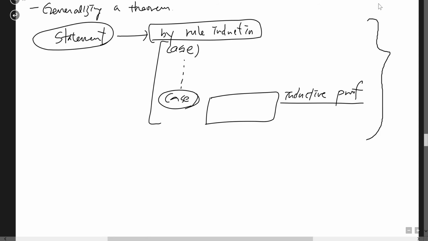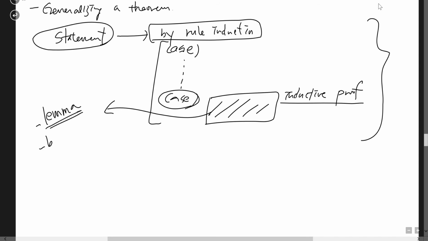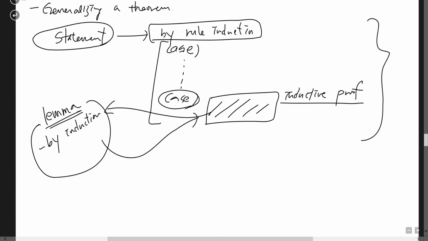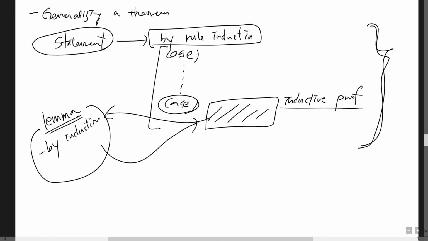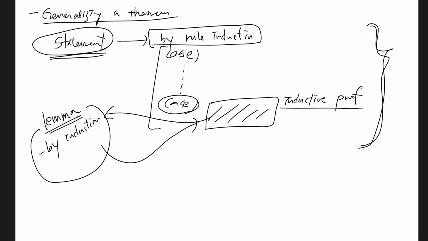Then, in order not to complicate the whole presentation, we take this case as a separate lemma and then give a separate proof using induction, and then go back to simplify the presentation. But sometimes this idea of introducing a lemma doesn't work because induction doesn't work. In that case, we want to generalize this statement so that a direct proof attempt by rule induction would work.